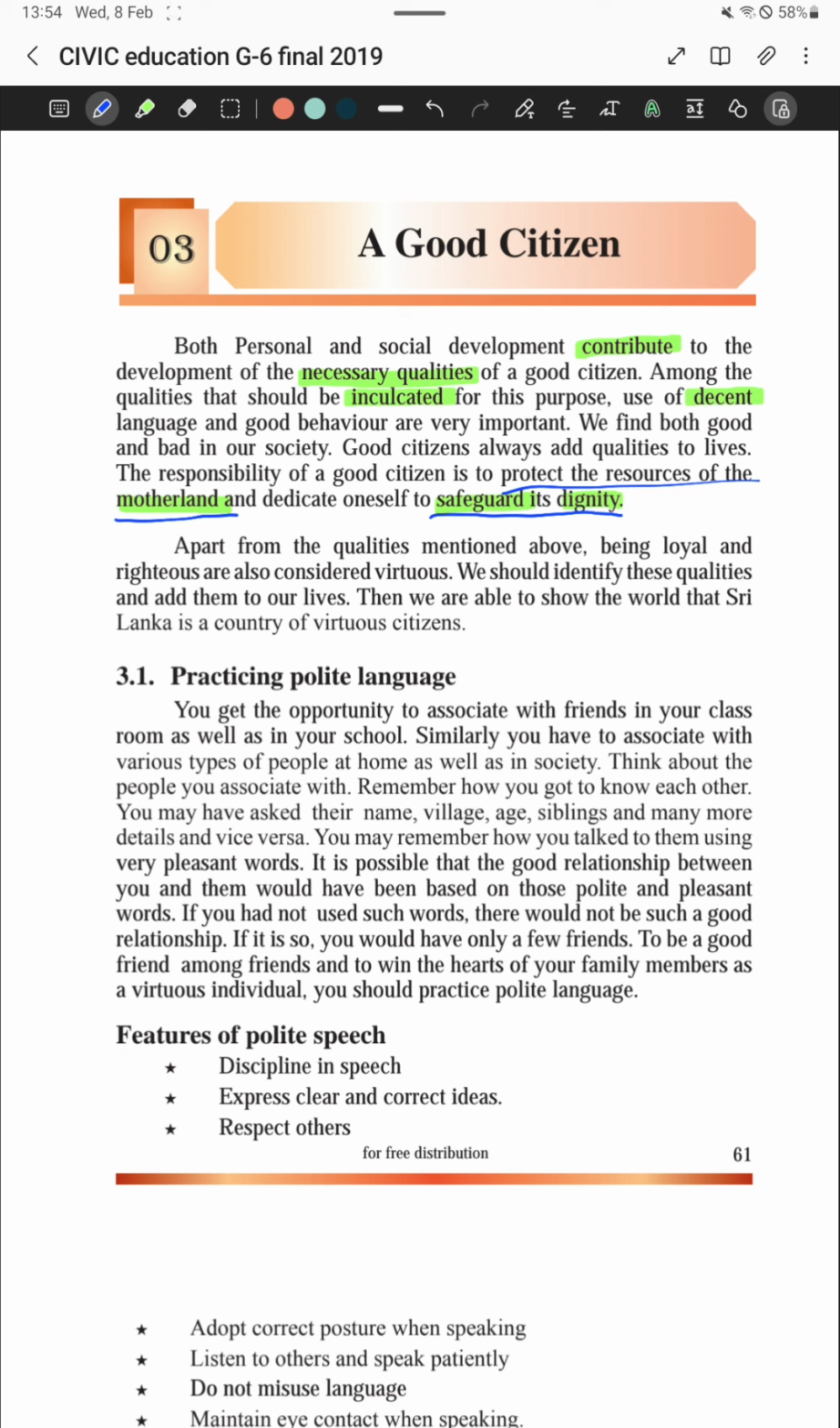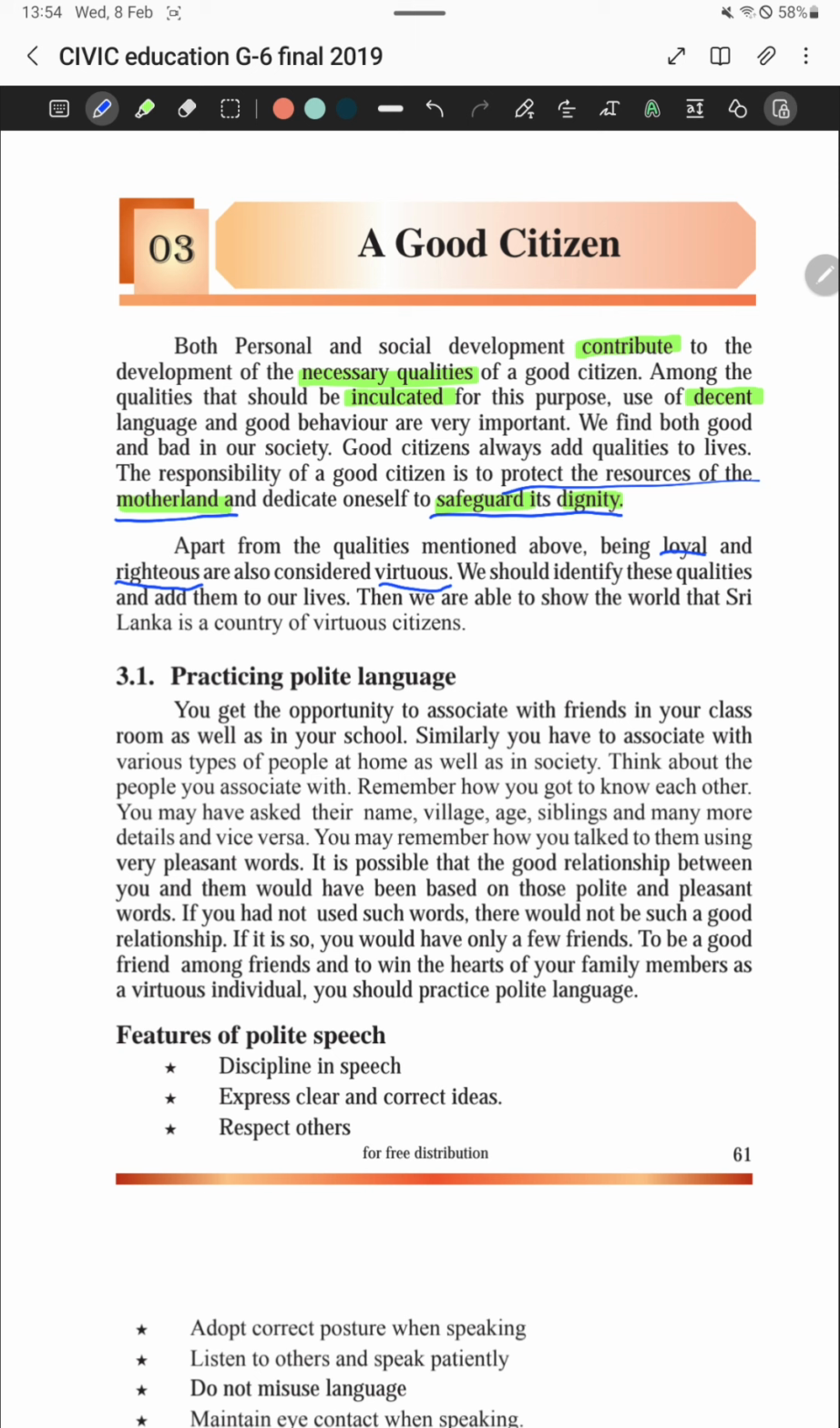So apart from the qualities mentioned above, being loyal and righteous are also considered virtuous. Loyal and righteous, right? The other two words you must refer to in the dictionary again. So you have to be a loyal person to your country and your state, right? And also be righteous. Always be righteous. Don't do the errors, right? So you have to be very righteous. Virtuous means valuable, right? So those are valuable things.